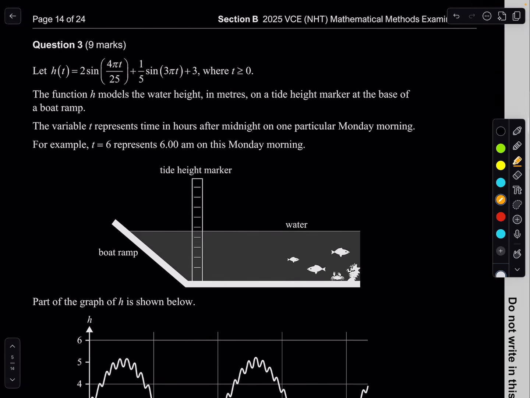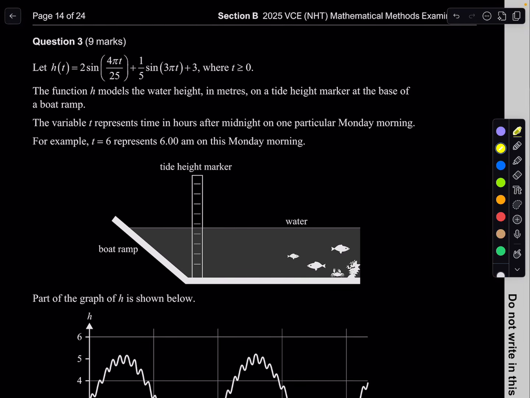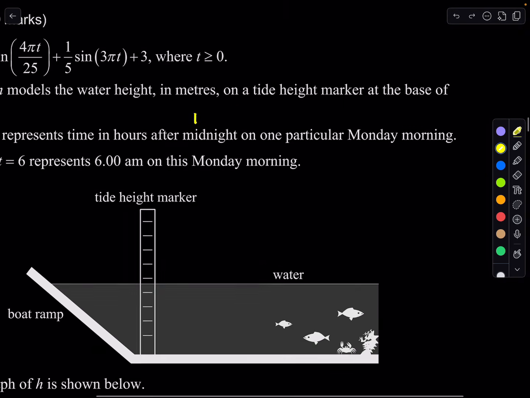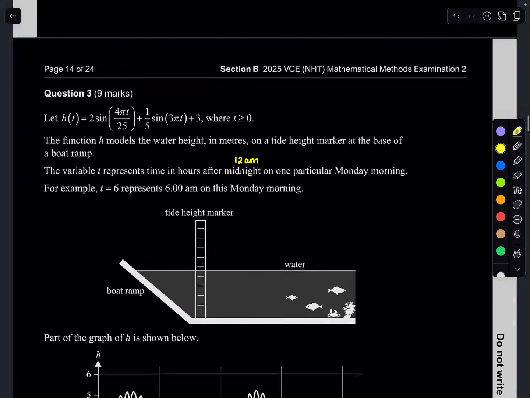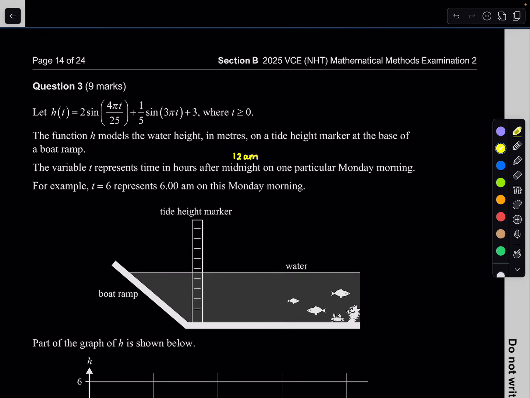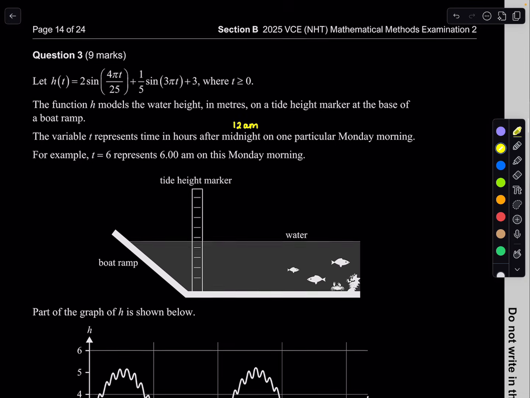Beautiful. Next question. Question 3. Let h of t be this function where t is greater or equal to 0. The function h models the water height in meters on a tide height marker at the base of the boat ramp. The variable t represents the time in hours after midnight. So midnight is 12 a.m., on one particular morning, Monday morning. For example, t equals 6 represents 6 a.m. Yes, true, because on this Monday morning. Perfect.